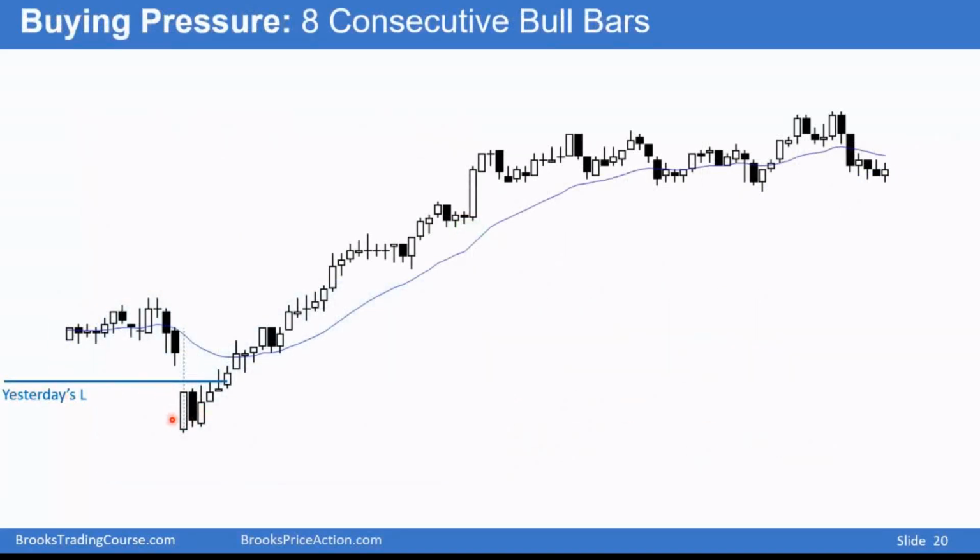We broke below yesterday's low and tried to go up, failed, tried to go up again, micro double bottom.